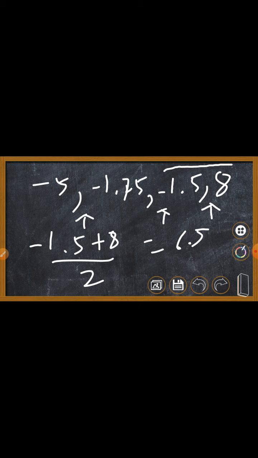Sorry, this one again a mistake. This was plus 1.5. I'm sorry. Yes, because at that time we had got plus 1.5. So 8 plus 1.5 is 9.5. What is 9.5 by 2? 9.5 by 2 is 4.75. Yes, 4.75. So 4.75, you will write it over here.